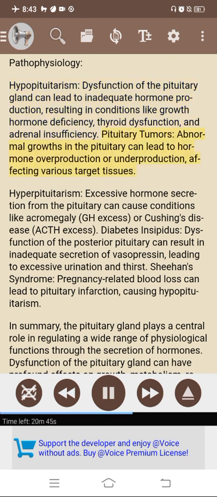Abnormal growths in the pituitary can lead to hormone overproduction or underproduction, affecting various target tissues. Hyperpituitarism. Excessive hormone secretion from the pituitary can cause conditions like acromegaly (GH excess) or Cushing's disease (ACTH excess). Diabetes insipidus. Dysfunction of the posterior pituitary can result in inadequate secretion of vasopressin, leading to excessive urination and thirst. Sheehan's syndrome. Pregnancy-related blood loss can lead to pituitary infarction, causing hypopituitarism.